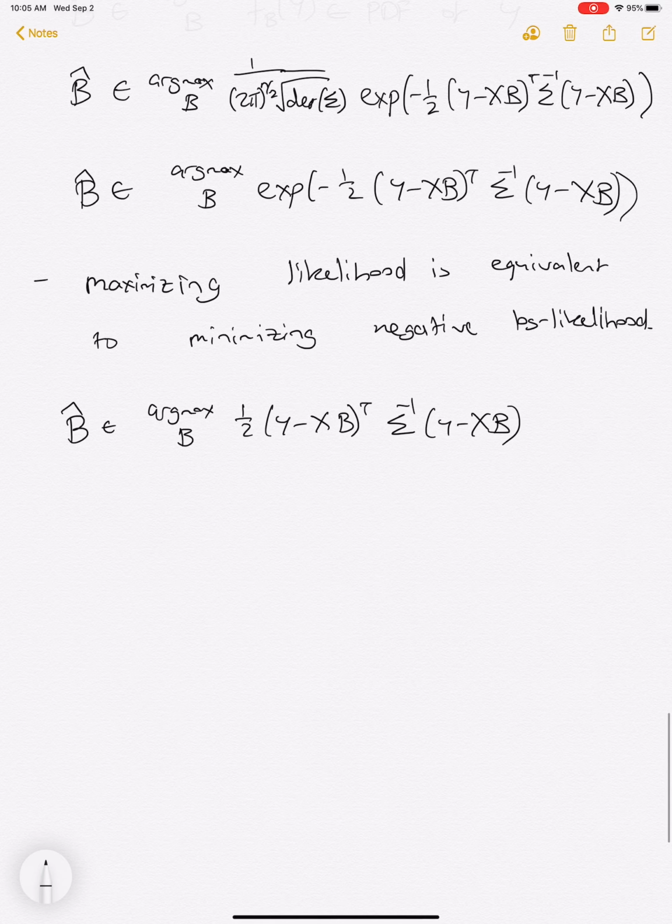Okay, and this is very nice because this should be an argmin, not an argmax now. So again, we are minimizing a quadratic form. And this is something that you will be doing on your first homework.